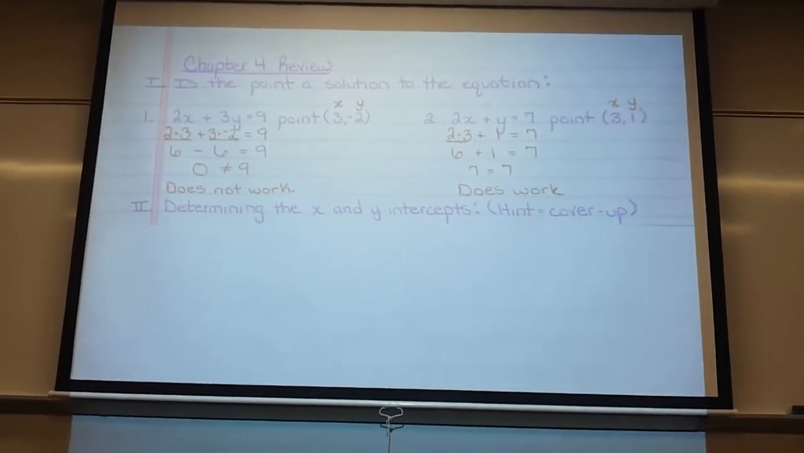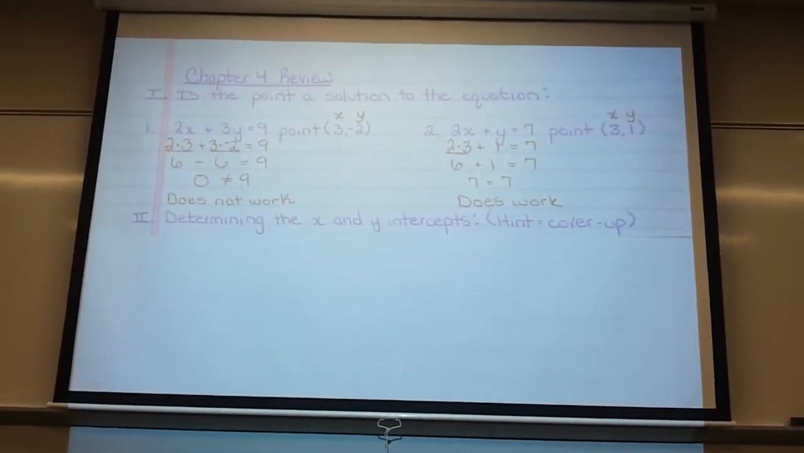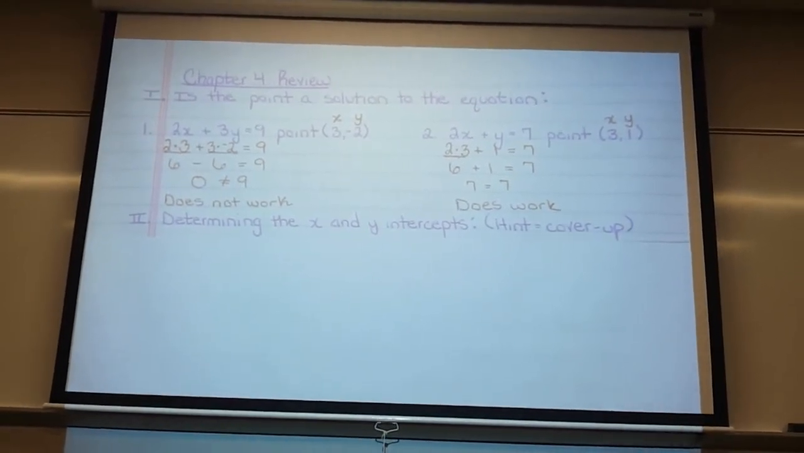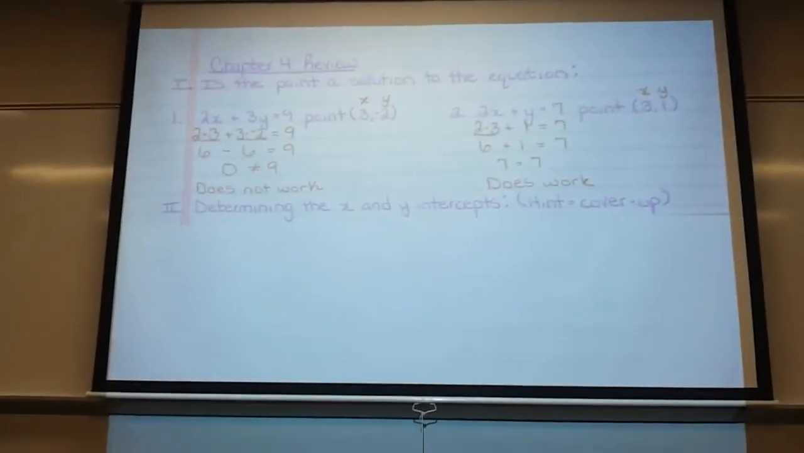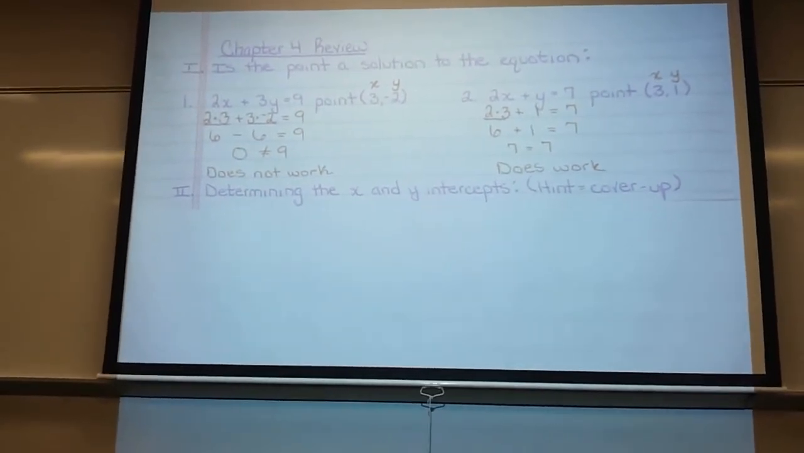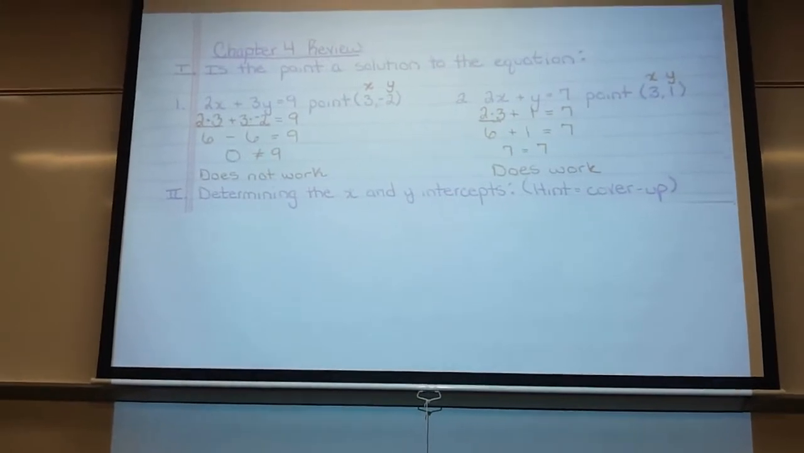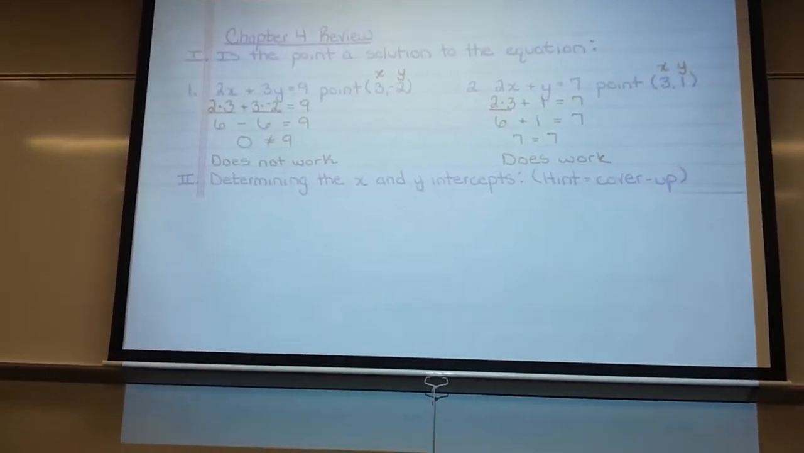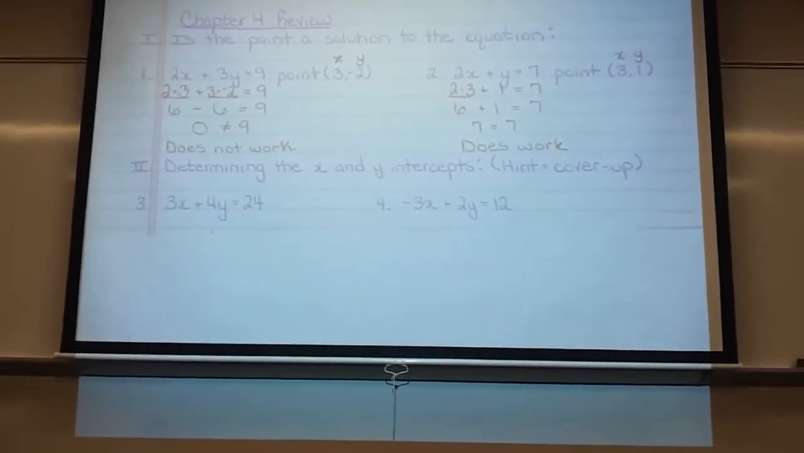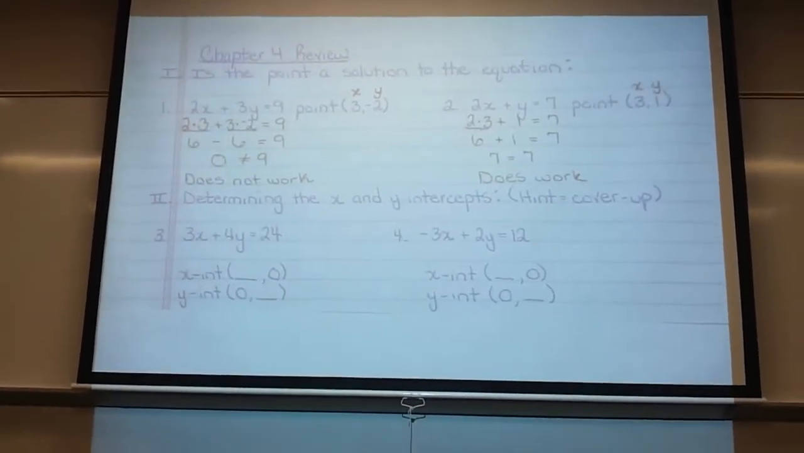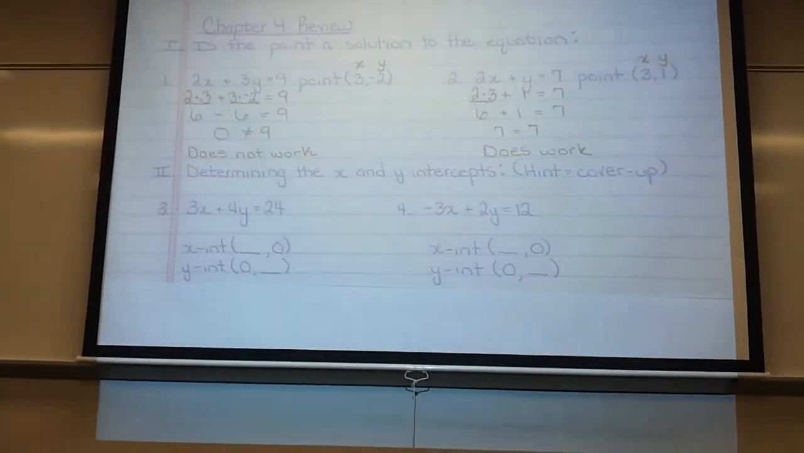Okay. Second set of directions. Determining the xy intercepts. Now, I'm telling you the hint is cover-up method, but I'm not going to say that on the test. That part you've got to remember, that that's how you're going to find the xy intercepts. So part 2 is determining the x and y intercepts. Here, remember, you're just filling in your chart by doing the cover.